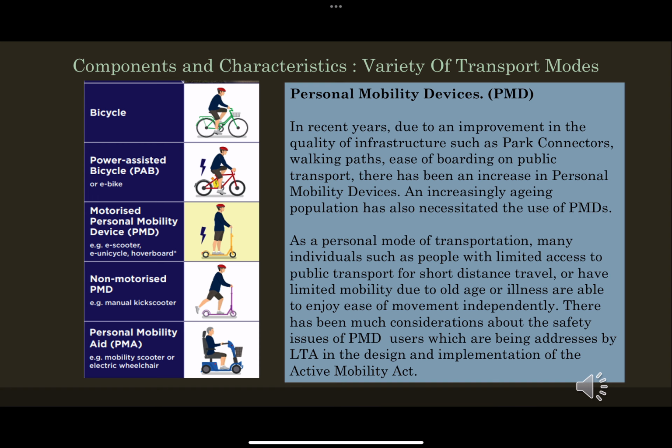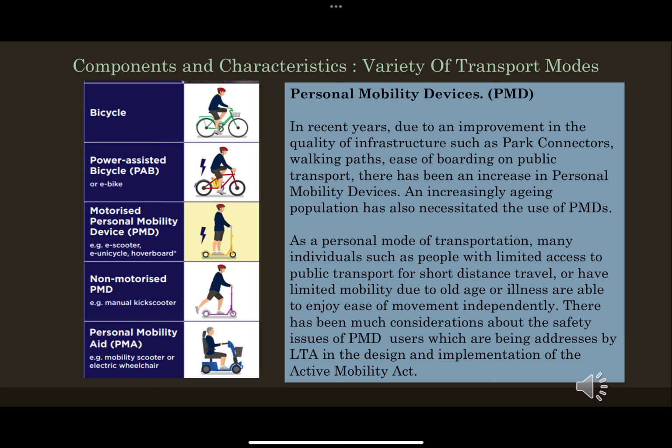In the last video, we saw how the variety of transport modes have evolved in Singapore throughout the years. In recent years, due to an improvement in the quality of infrastructures such as park connectors, walking paths, and ease of boarding on public transport, there has been an increase in personal mobility devices. An increasingly aging population has also necessitated the trend of the use of PMDs.